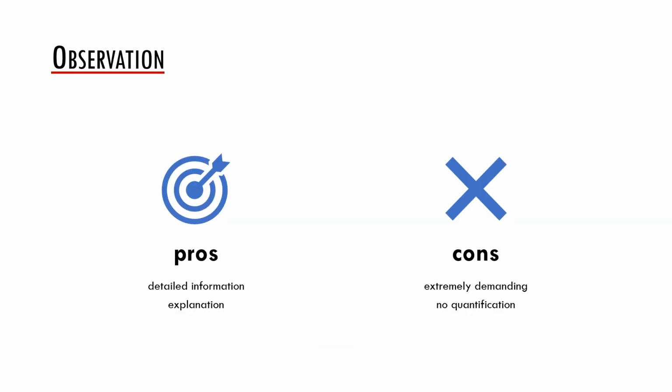The general advantage of observation is that the researchers get very detailed information about linguistic and social behavior of observed individuals. This enables them a better possibility to explain what is going on. The obvious disadvantage of this technique is that it is extremely demanding, especially considering researchers' time. Another disadvantage is the limited possibility of quantifying the data.